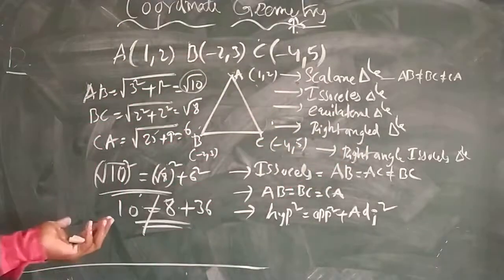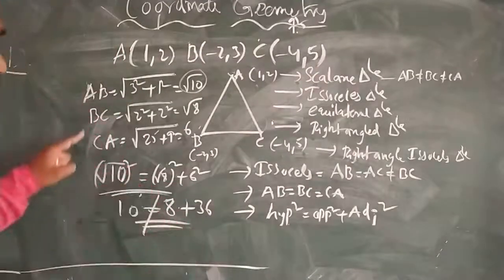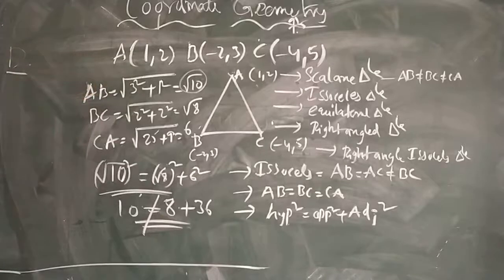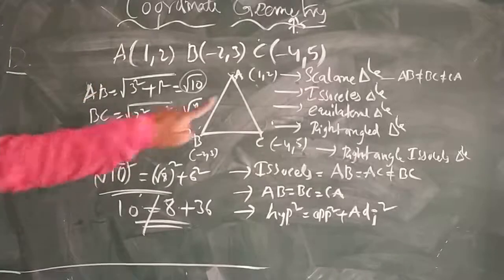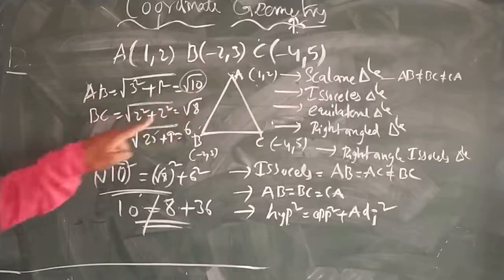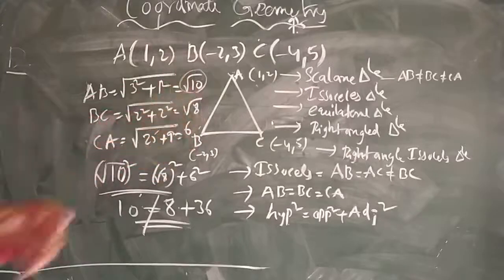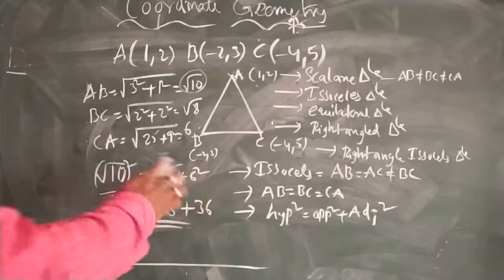The question may be in any form. So if 3 points are given, use this format. Based on the question, based on the points which are given to you, it is a scalene triangle. Why? Because AB distance is root 10, BC distance is root 8 and AC distance is 6. Since none of the sides are equal, I will call it a scalene triangle.